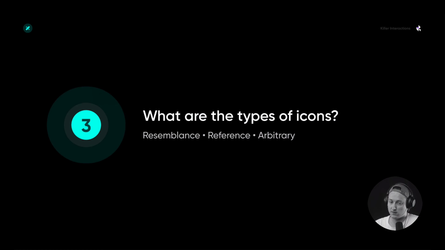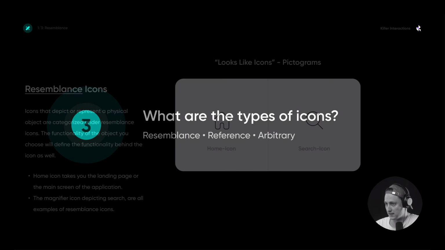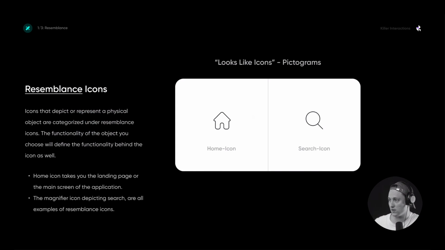Now, what are the types of icons? I've broken into 3 different types, and the first is resemblance icons. So outside of the title of resemblance, I call these the looks like icons. So you look at them, you go, okay, this must mean that. So an idea of that is the home means home icon. The search icon is obviously a magnifying glass to search for something. So these are good examples of that.